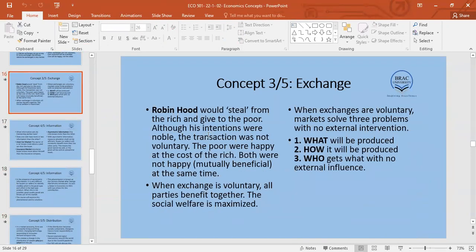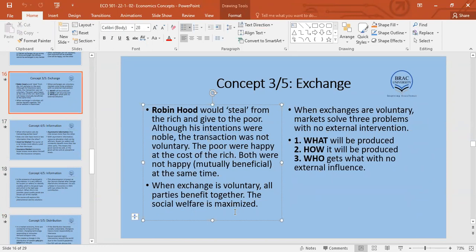আচ্ছা, রবিন হুডেরটাও আমরা বলছি যে Robin Hood would steal from the rich and give to the poor. Although his intentions were noble, the transaction was not voluntary. The poor were happy at the cost of the rich. Both were not happy at the same time. Yes sir. If both were happy at the same time, it would have been mutually beneficial. Mutually বুঝছো? At the same time, beneficial for both parties. This is the type of decision making environment that we look at.